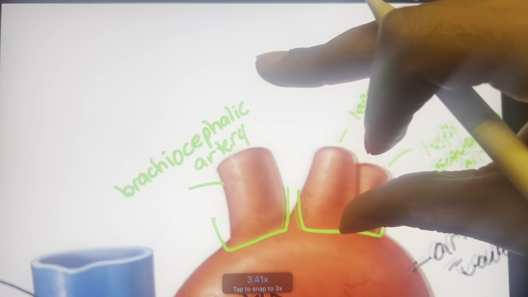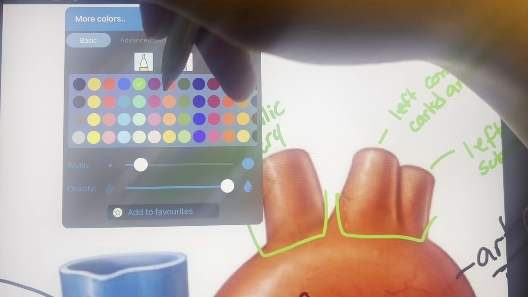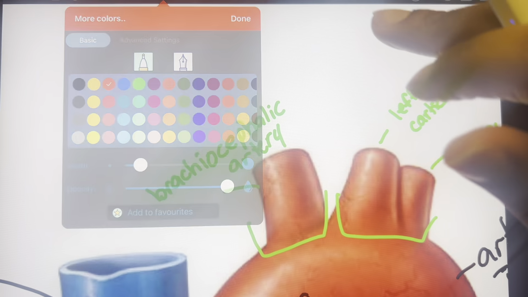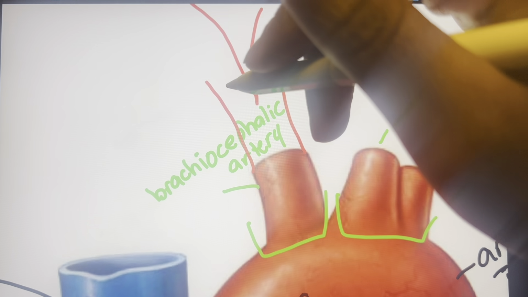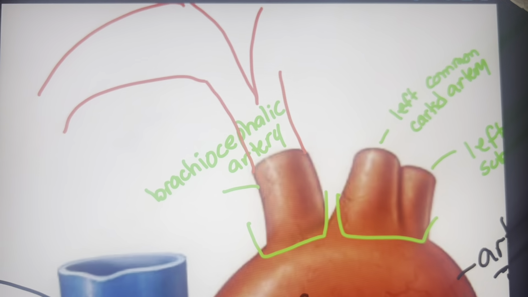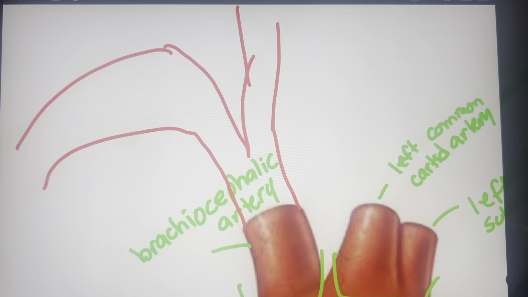So basically, this brachiocephalic artery is going to look something like this. It's going to branch off into these same two arteries, but for the right side. So this one that is going to come over and down is going to be our right subclavian artery. Here is going to be our right common carotid artery.